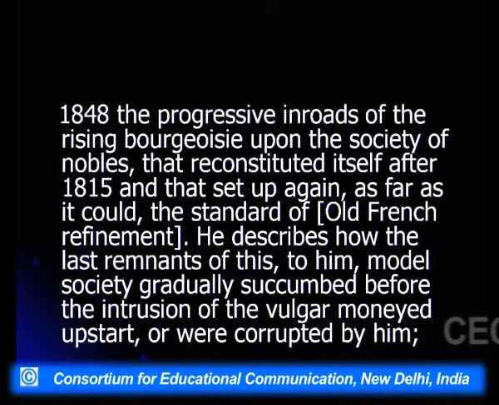So he describes how the last remnants of this, to him, moral society, gradually succumbed before the intrusion of the vulgar moneyed upstart. So of course, when merchants start giving dowry to the nobles, and along with the dowry the daughter, then the daughter becomes a lady, and she will start enjoying a life on a different plane. So now see the attitude of Engels to the middle classes, that is the vulgar moneyed upstart, or were corrupted by him.